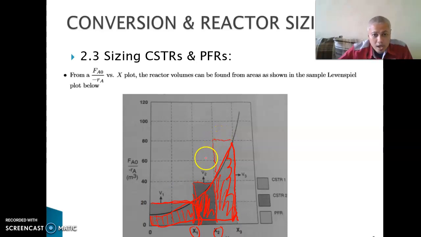So which one will have the greater volume? For sure it is the CSTR, because the CSTR has more volume, since it is more than the curve. For PFR it is the area under the curve, but for CSTR it goes up to this level. So for this condition, where we have a decreasing rate of reaction, the volume of CSTR will be greater than PFR.